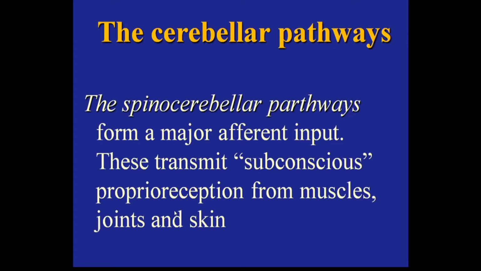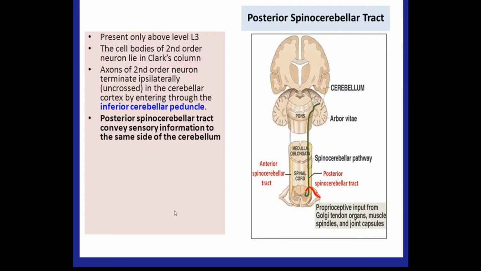The cerebellar pathways. The spinocerebellar pathways, or in Latin tractus spinocerebellares, form a major afferent input. These transmit mostly unconscious proprioception from muscles, joints, and skin. Let's revise the anatomy of ascending and descending tracts. We know there are two ascending tracts. The posterior spinocerebellar tract, or Flechsig's tract.